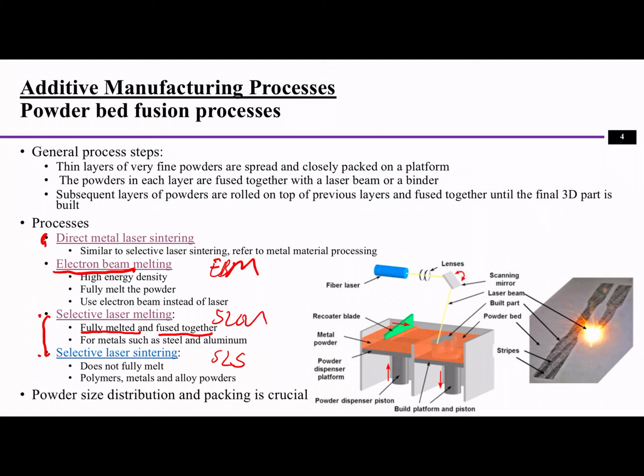SLM, selective laser sintering. It does not fully melt the particles. So the energy intensity for that is a little bit lower than selective laser melting. That's why selective laser melting can make some of the products that require high energy intensity, like steel, aluminum, those kinds of metals. While selective laser sintering can instead make other materials like polymers or some of the light metals and also alloy powders.